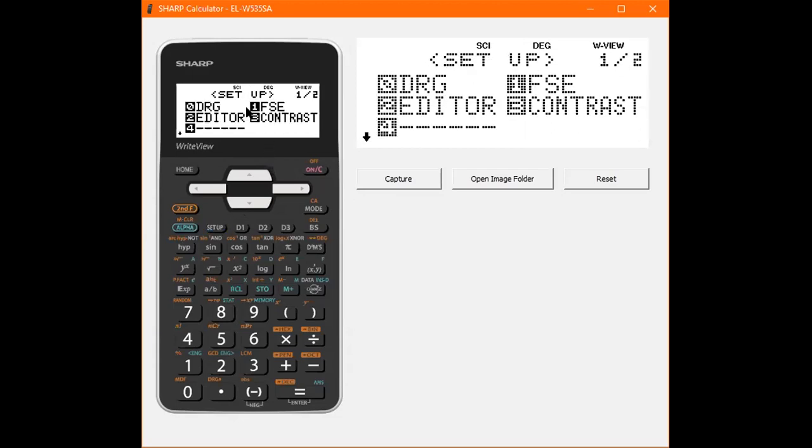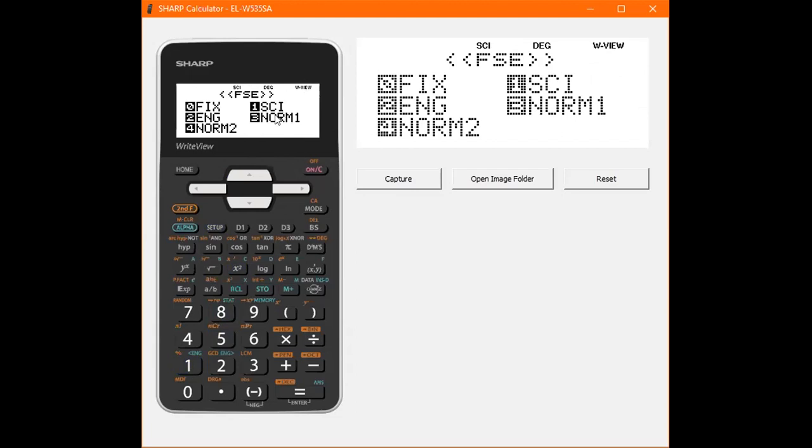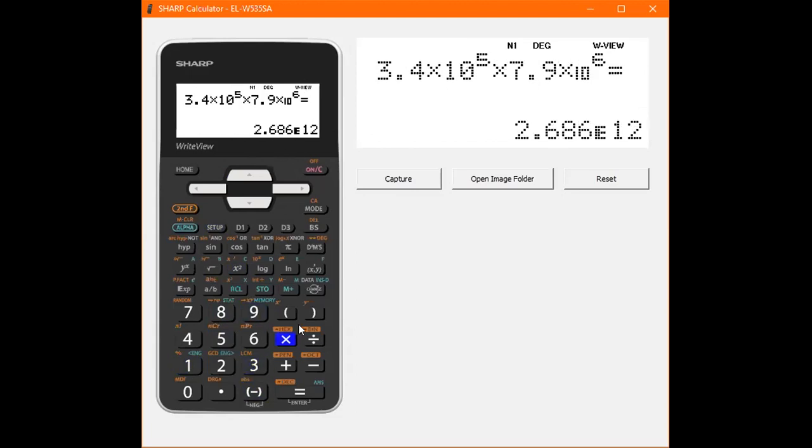If you want to return back to the normal way of doing things, so you don't want scientific notation on your calculator all the time, then just press 1 for FSE and you choose 3 for norm 1. And then it goes back to how it was before.